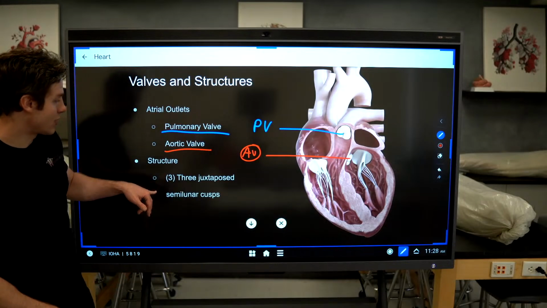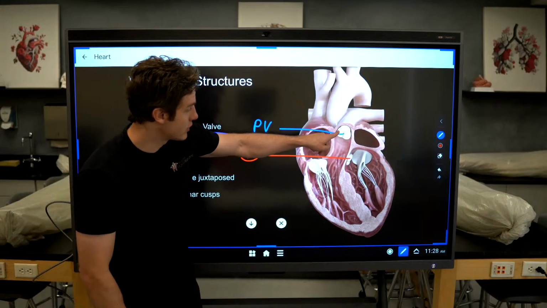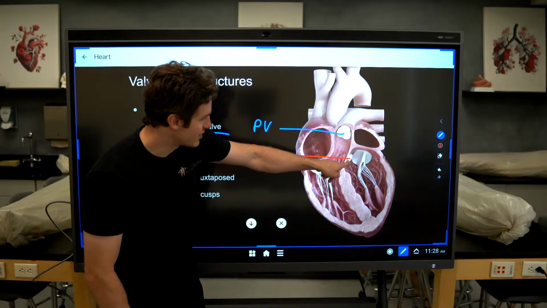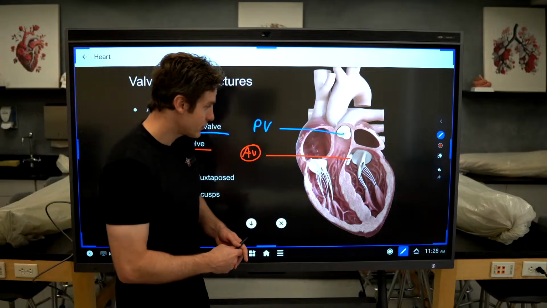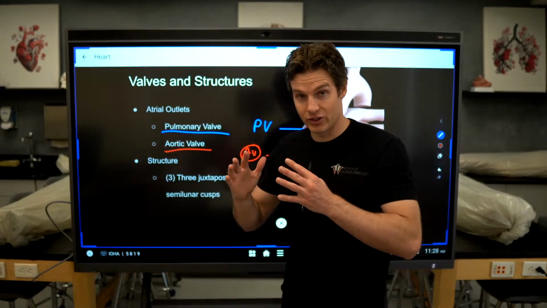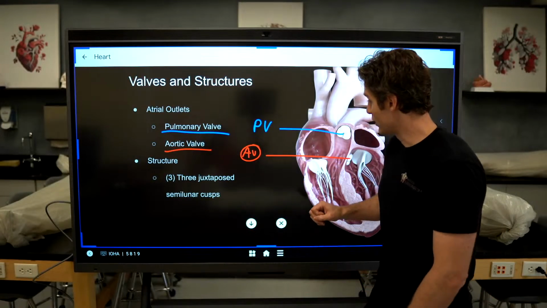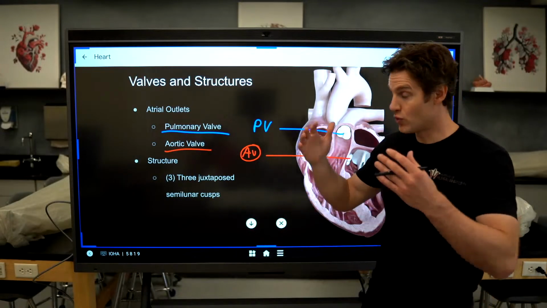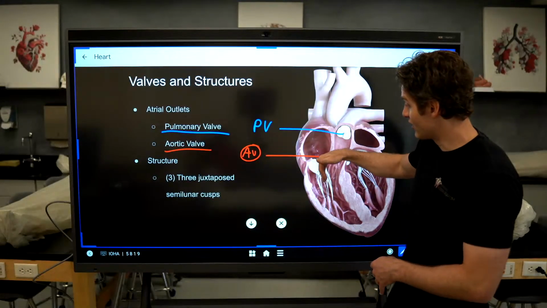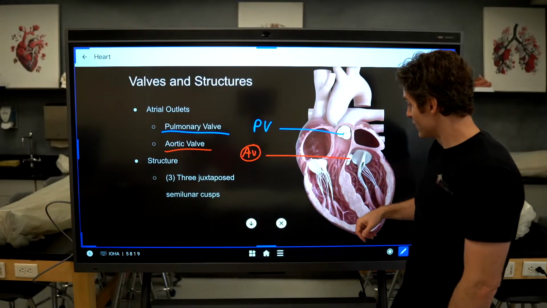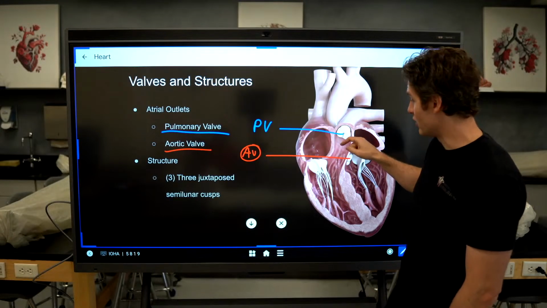Okay, let's talk about the structure here. We have 3 juxtaposed semilunar cusps. This picture does a good job showing that there are 3 little cusps here, and we can see 2 of the 3 on that aortic valve. These ones will open when the ventricles contract and are trying to force the blood out. When we review the blood flow through here, we're going to see that when one set of valves is open, the other ones will be closed. For example, when the tricuspid valve opens, the pulmonary valve should be closed.